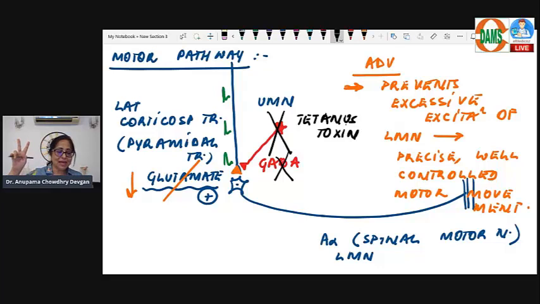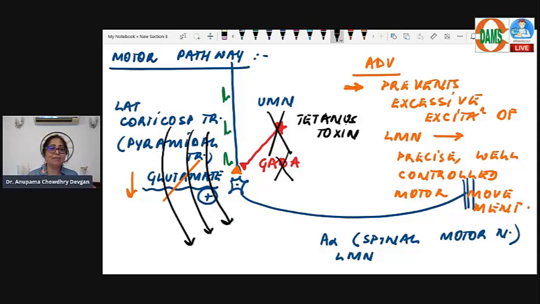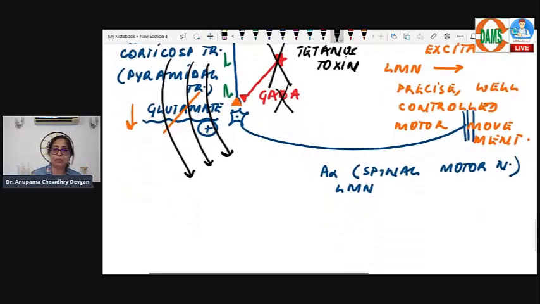Two negatives will make a positive. If two negatives make a positive, what will happen? There is going to be an excessive release of glutamate. And the type of paralysis which is produced in tetanus is known as spastic paralysis. Yes, this is tetanus. The type of paralysis which is produced is going to be a spastic paralysis.